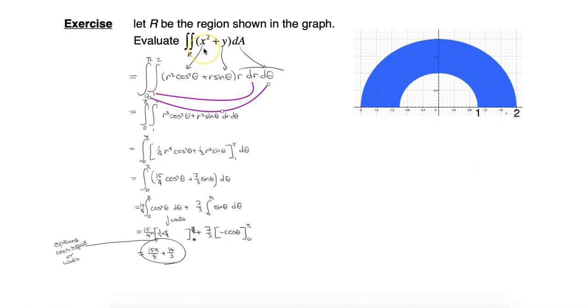X squared is r squared cosine squared theta, y is r sine theta. So first thing, we distribute the r, and we get r cubed cosine squared theta plus r squared sine theta, dr d theta. And from here, the process is pretty formulaic. We're integrating in terms of r, so these are two power rules, and then we substitute 1 and 2. We get to this point here, and we can, of course, split any integral. We always do it without really thinking.